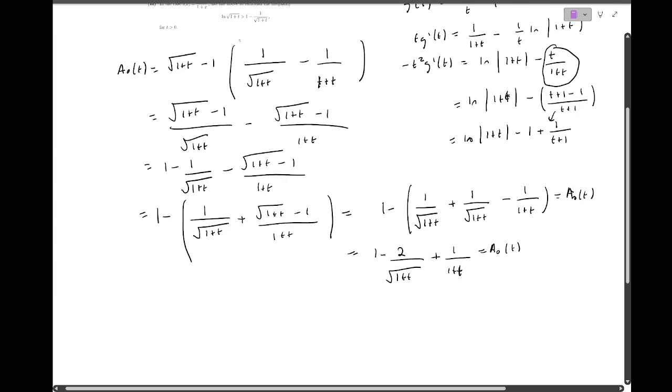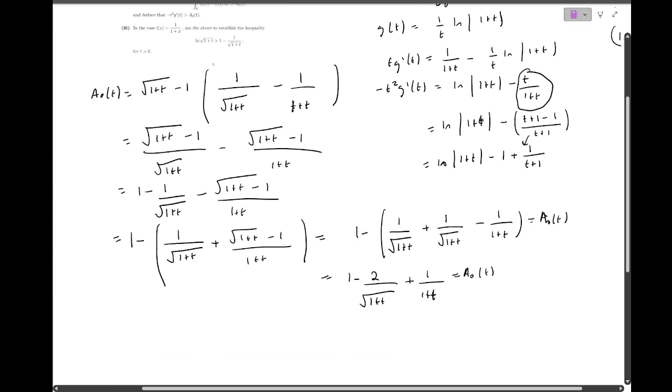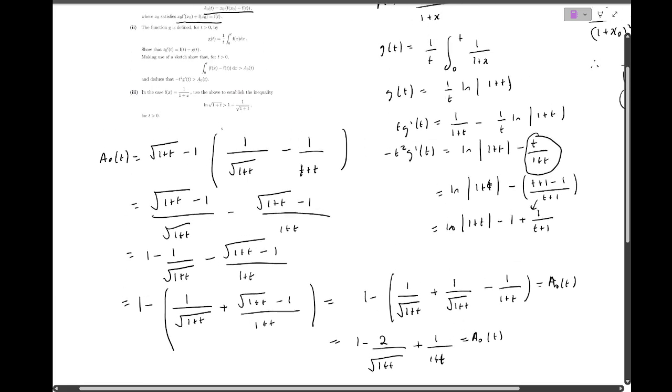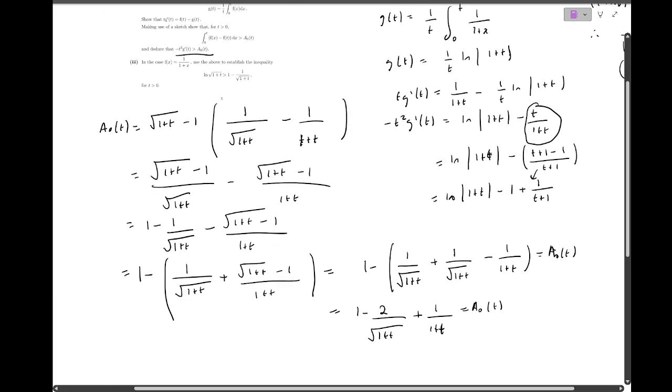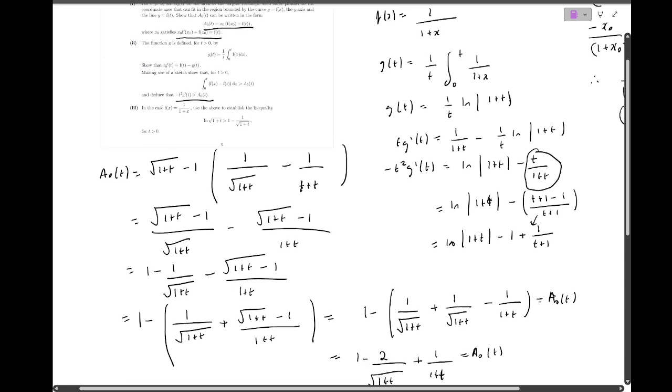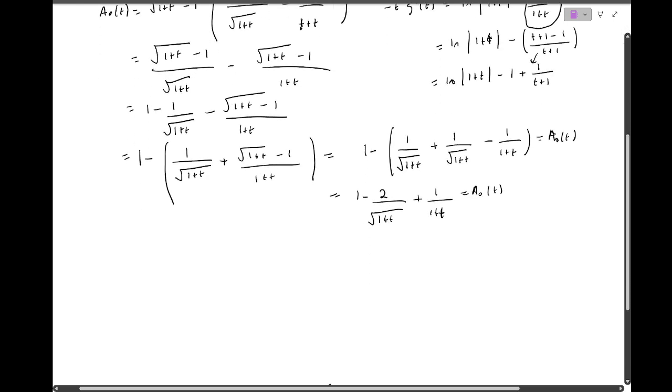Now what we want to do is set up our inequality, and remember we proved this inequality up here. So we have minus t squared g dash of t in terms of t, and we have a0 of t in terms of t. So we can just sub in the values to make our inequality, which will be the natural log of 1 plus t minus 1 plus 1 over t plus 1 is greater than a0 of t, which is here just this. It's 1 minus 2 over the square root of 1 plus t plus 1 over 1 plus t.